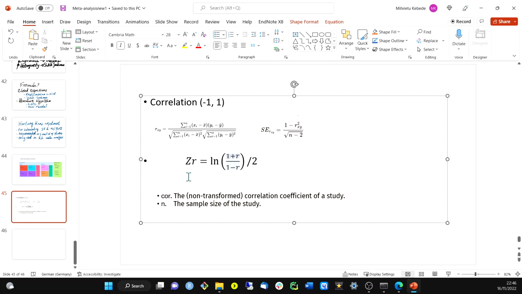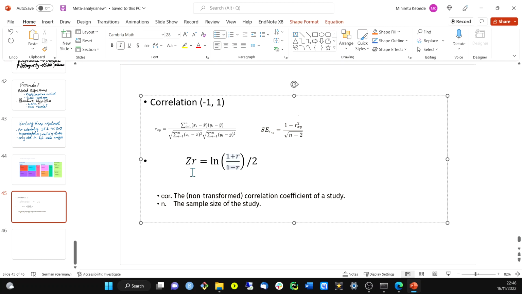But luckily, we will not go through all of that because we have a package. There is already a program written for us, so we don't have to convert anything. We just plug in the untransformed correlation value with the sample size. The function itself will do the transformation, so you don't have to do anything.